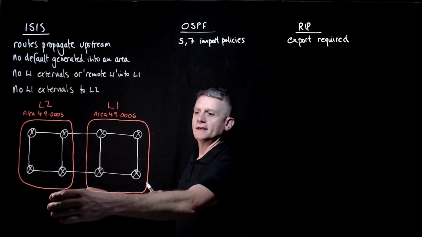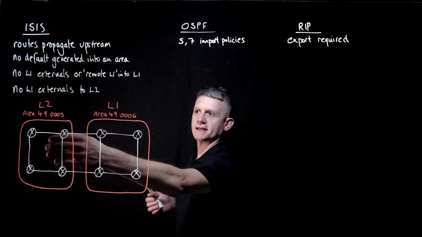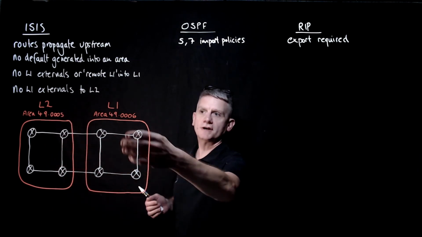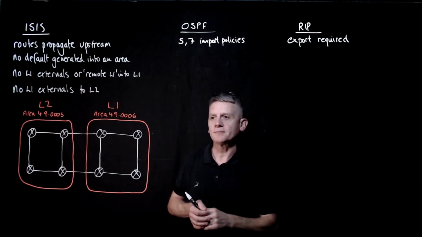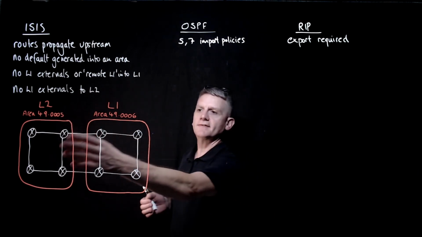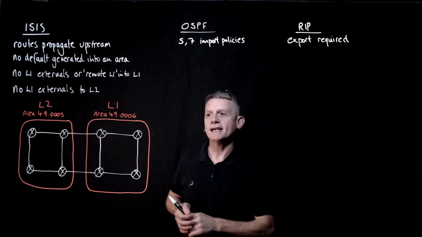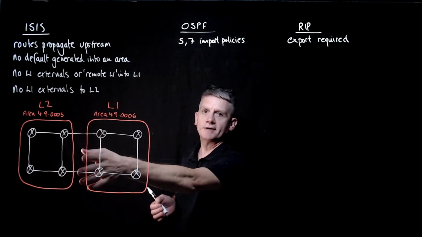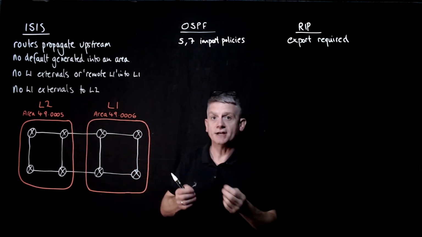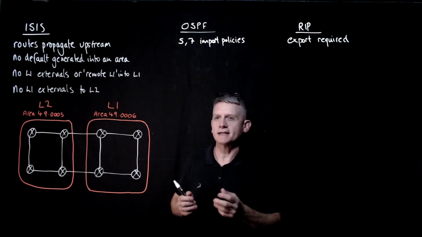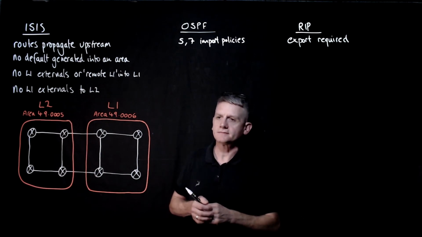So for example, if there's a level 1 area here passing into the level 2, that's not going to be passed into the level 1. And this takes a little bit of getting used to. In fact, it doesn't even pass in a default route. It sets the attached bit on the area border routers, then each router in the lower area has to generate its own default route. So that does take a bit of getting used to.